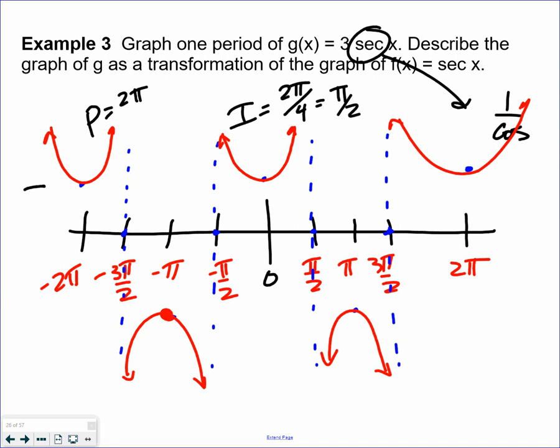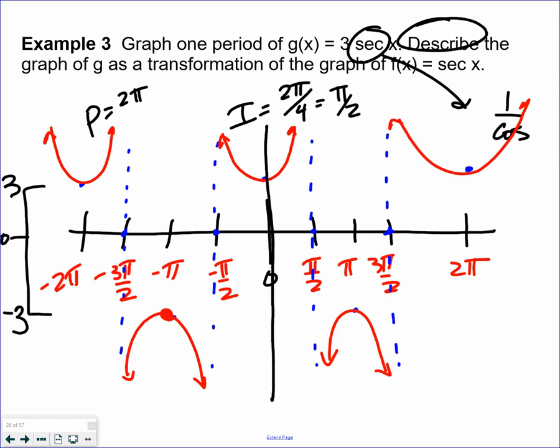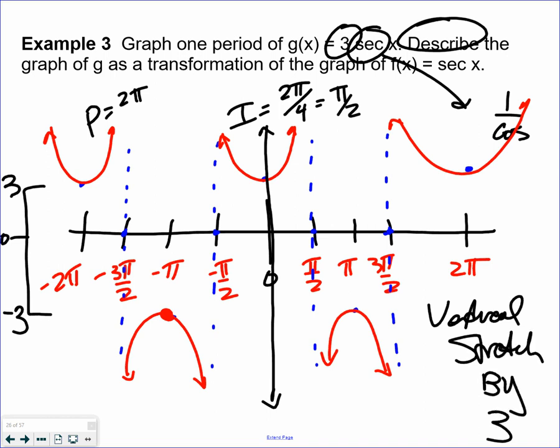Now, describe the midline. The midline, there's nothing being added or subtracted at the end. So the midline is at 0. The 3 means it goes up 3 and down 3 from the midline. Draw in the y-axis. It's always the last thing I do. Describe the transformation. All right, so the only thing that happened is the 3 that's out in front. So that is a vertical stretch by 3.